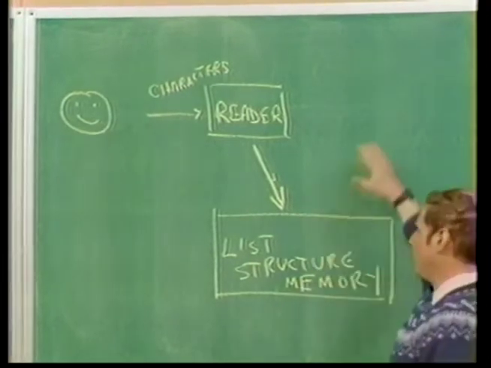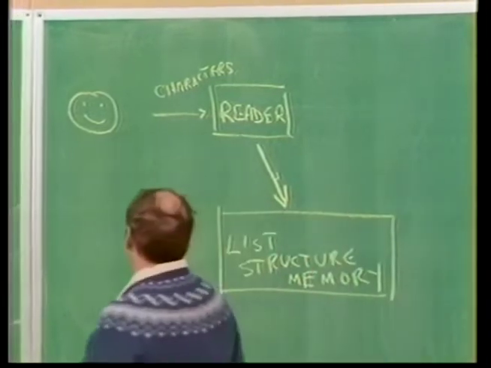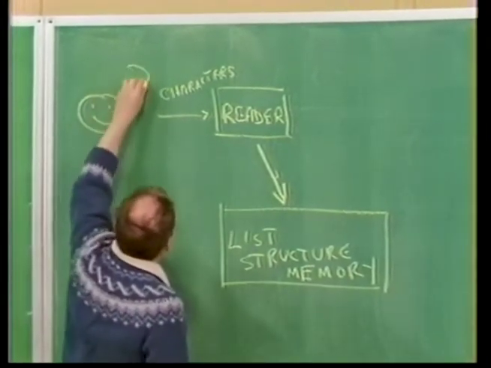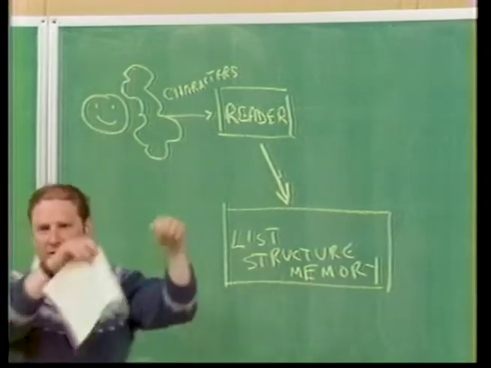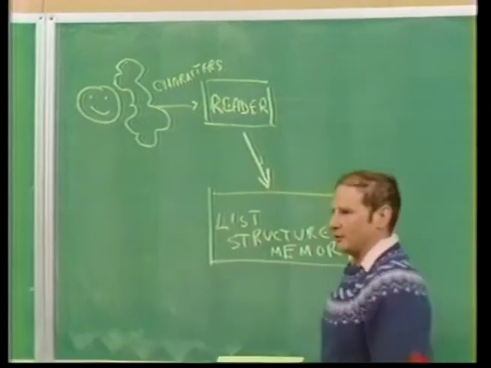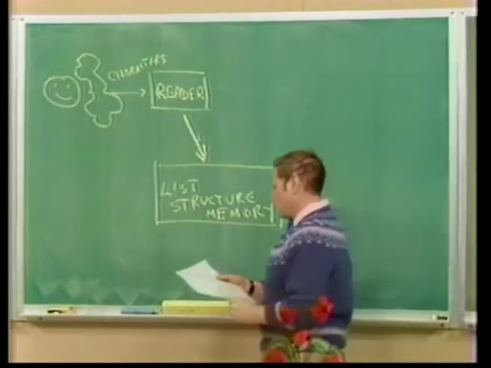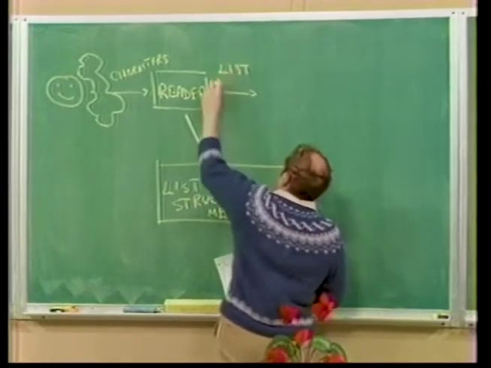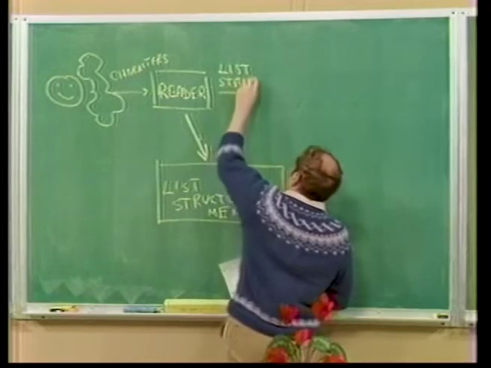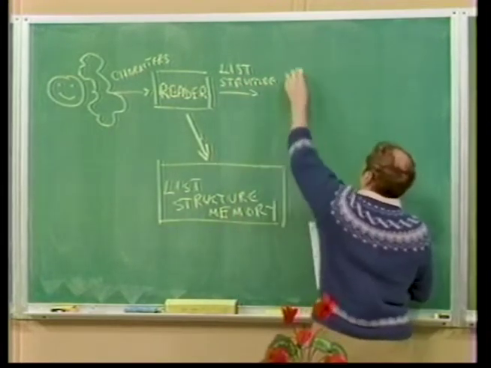So by the time the evaluator is going, there are no characters in the world. And of course, in more modern LISP systems, there's a big morass here that might sit between the user and the reader: window systems and top levels and mice and all kinds of things. But conceptually, characters are coming in. The reader transforms these into pointers to stuff in this memory. And that's what the evaluator sees.